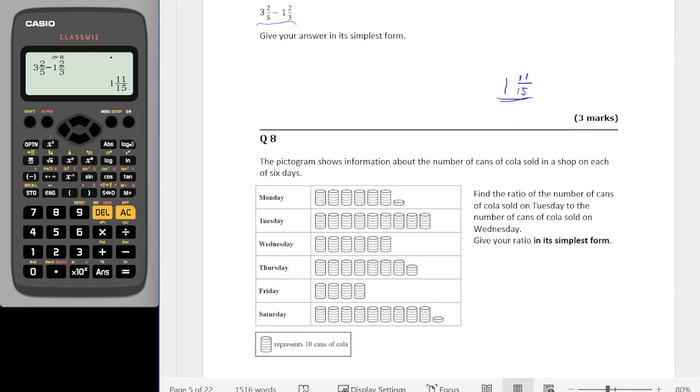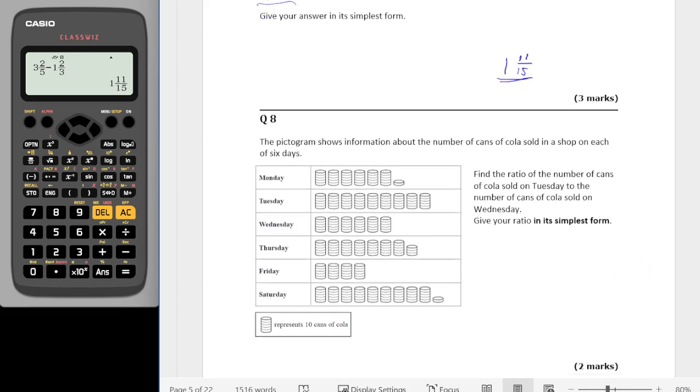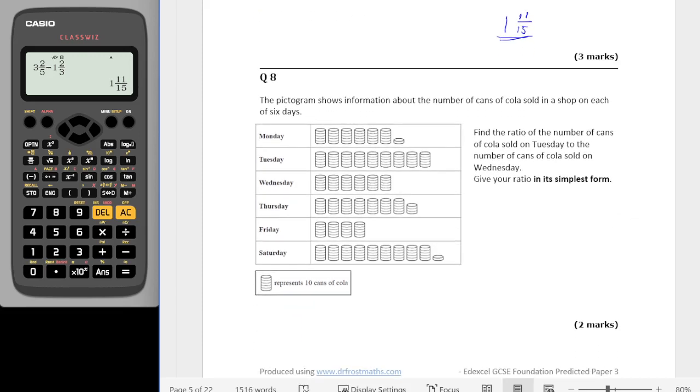Right, question 8 then. So the pictogram shows information about the number of cans of cola sold in the shop on each of 6 days. Find the ratio of the number of cans of cola sold on Thursday to the number of cans of cola sold on Wednesday, giving your ratio in its simplest form. So we're looking at Thursday's total versus Wednesday's total. So I'm going to put that in.